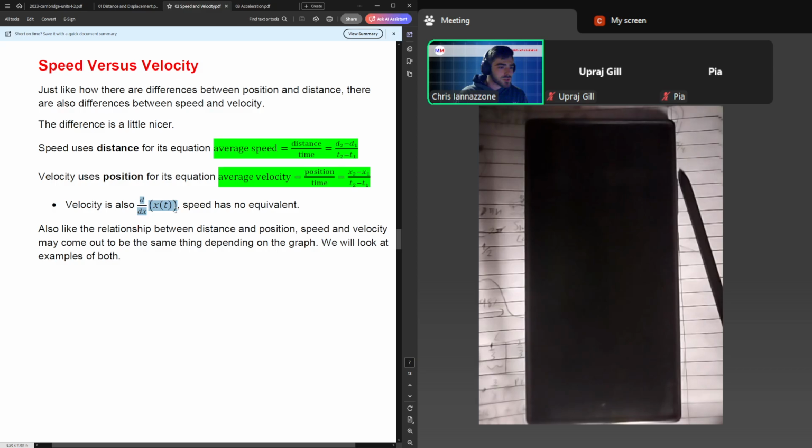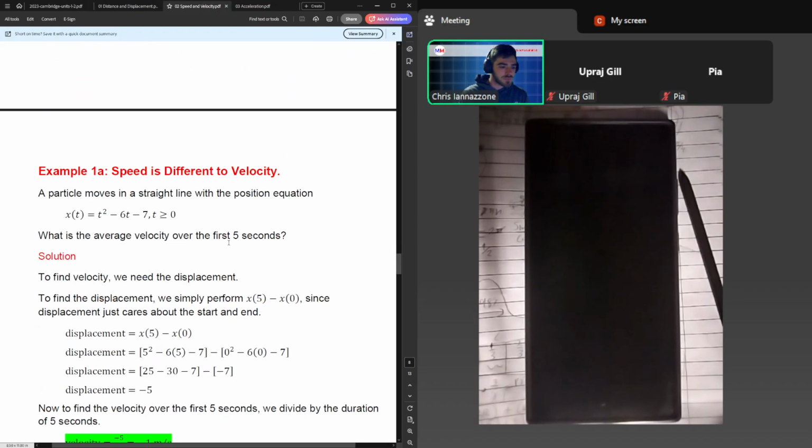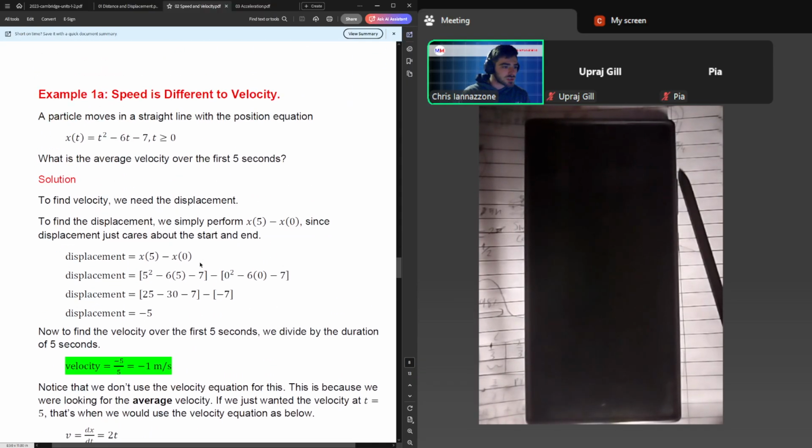Velocity, you can always get to from a derivative. There is no real way to do that with speed, though. What did I say here? Oh yeah, sometimes speed and velocity could come out to be the same thing, depending on the graph, because if distance and position have a possibility of being the same, then if you're using those things in your equation, it follows that speed and velocity could also potentially be the same thing. And once again, it's going to be based on turning points.